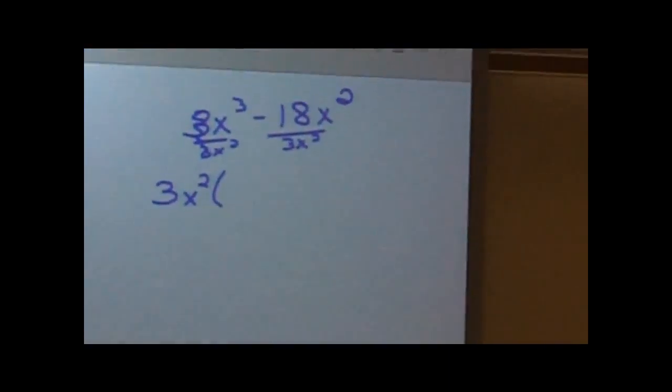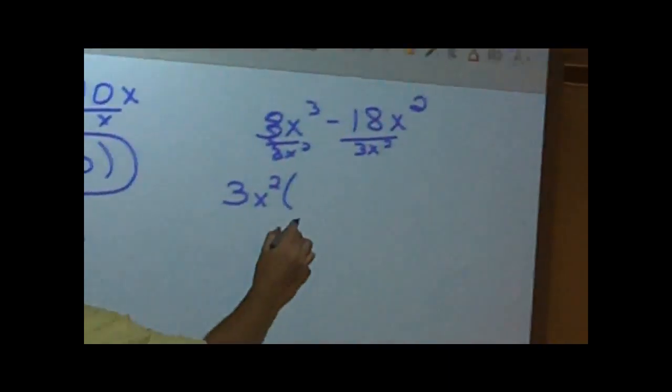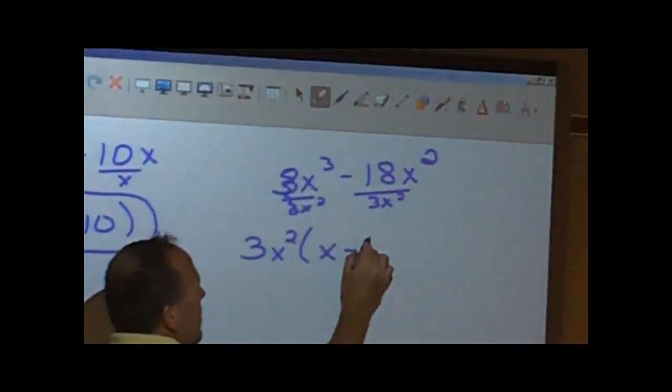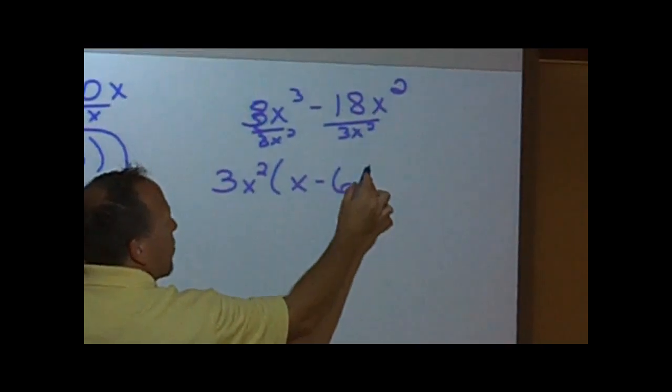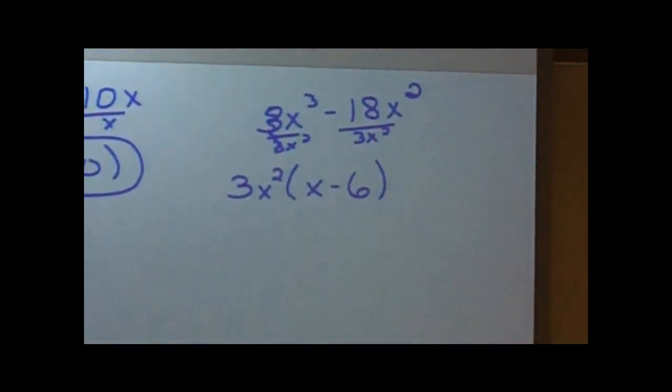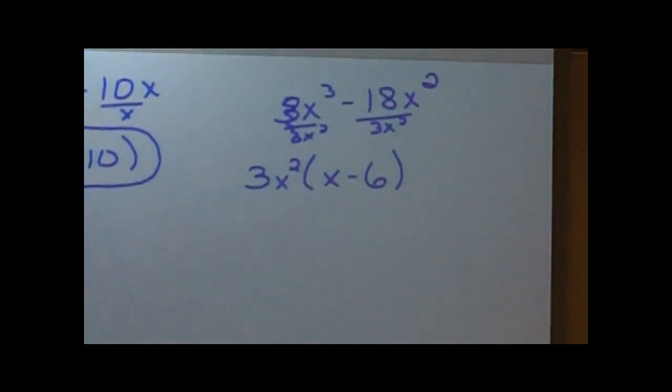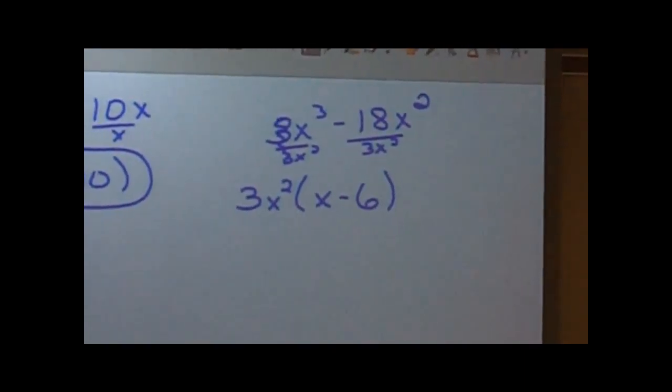3 divided by 3 will cancel out. X cubed divided by x squared, what do I have left over? X. My sign stays the same. 18 divided by 3 is 6. X squared divided by x squared cancels out. That's what I'm left with. You just factor, so factoring can be simple when it's a binomial.